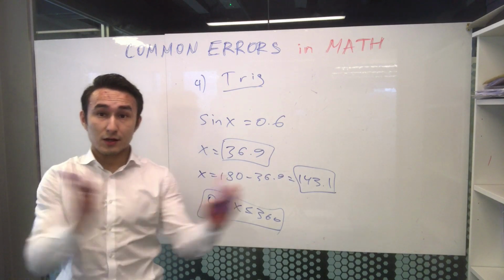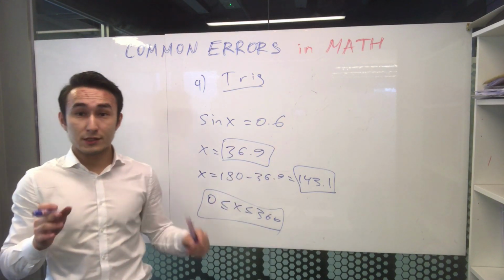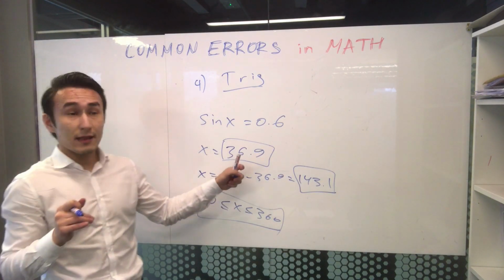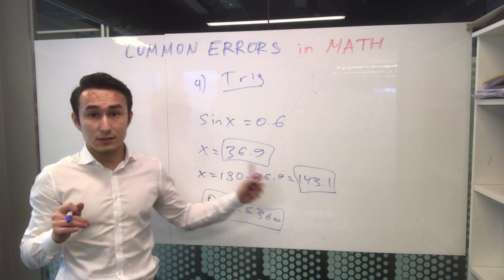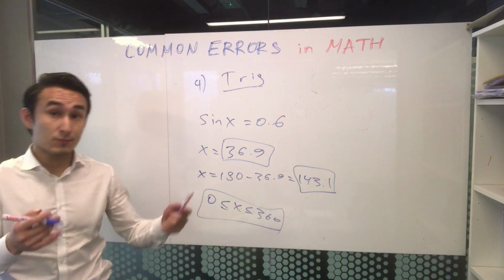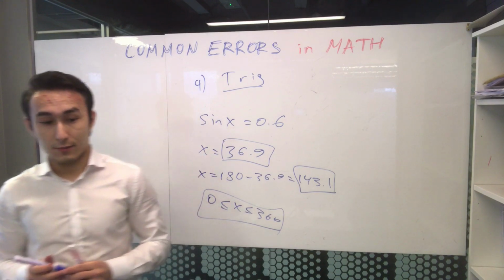And if the domain is larger, then there will be more solutions. And to find those solutions, what you've got to do is just add 360 to each solution. Add 360 to this and this solution, okay? And subtract as well. But it gets a bit complicated.